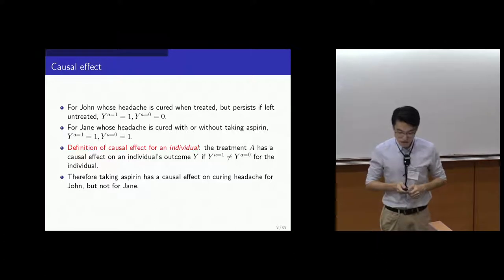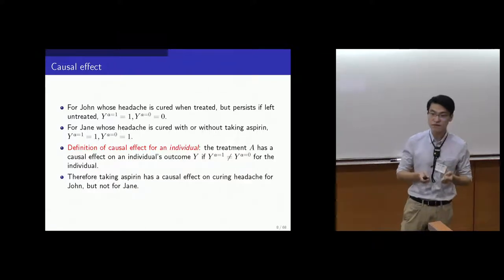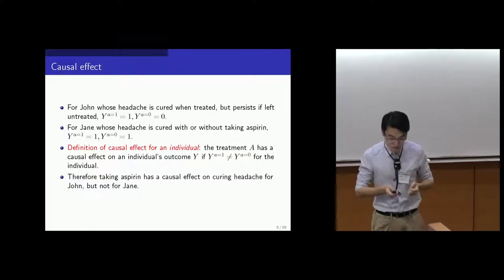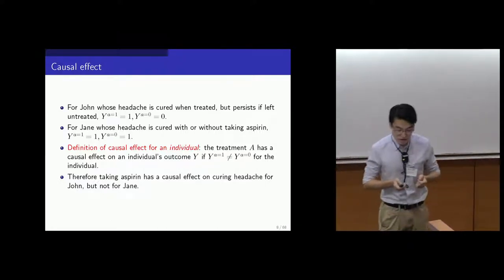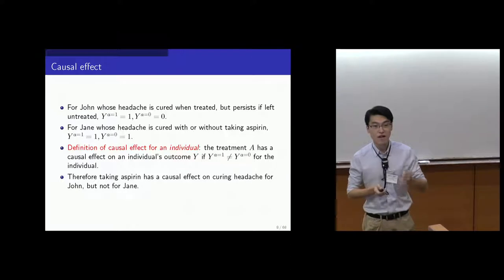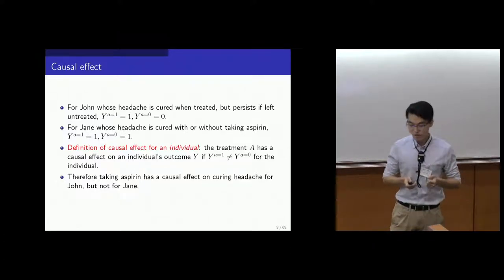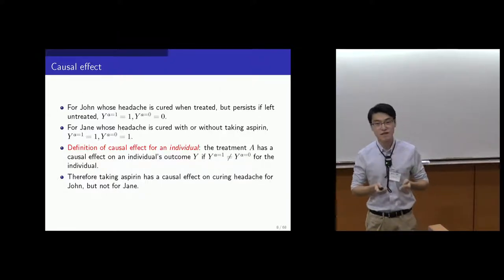Okay, so let's look at the potential outcomes for two individuals. Let's say John, so his headache is cured when treated, but persists if left untreated. Okay, so with little a equals one, you are treated, so that potential outcome variable equals one. And if you didn't take aspirin, your potential outcome is zero. Okay? So for John, clearly there's an effect, a causal effect, in fact, on his headache by taking aspirin.